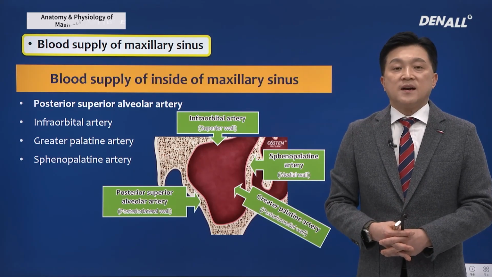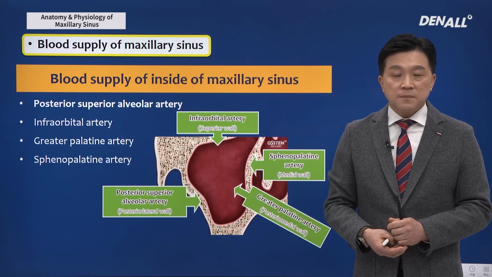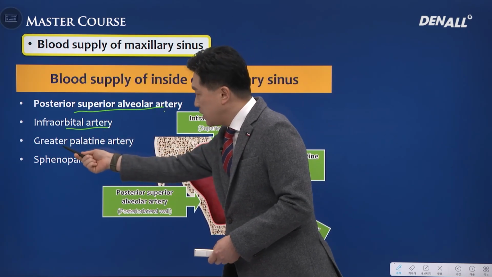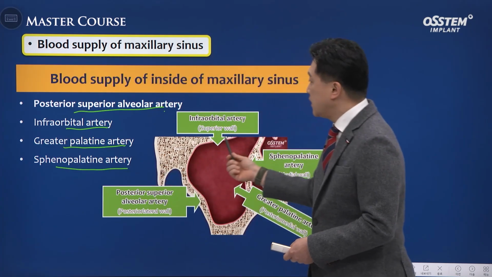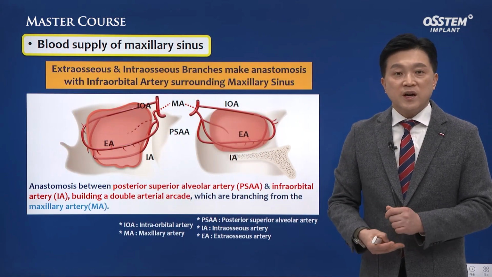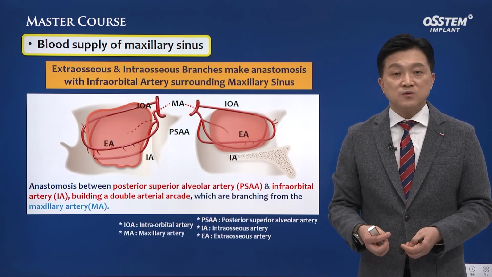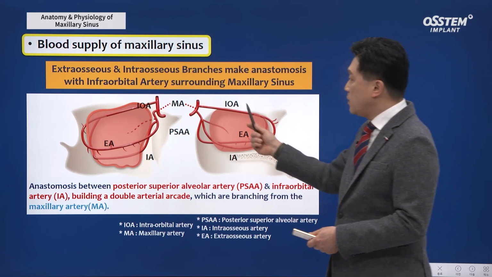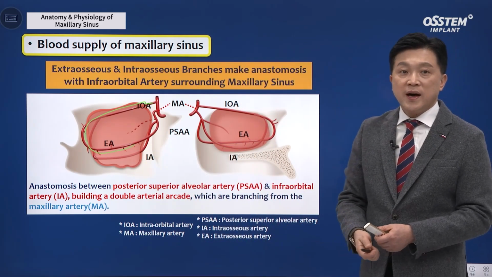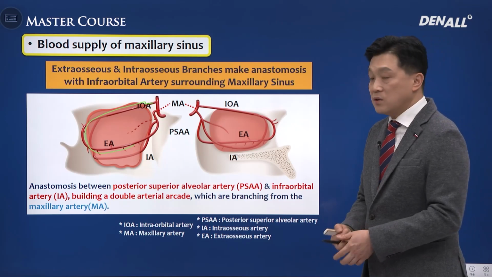We've talked about the anatomy of sinus. Next, let's look at the blood supply of sinus. The primary blood supply of maxillary sinus comes from posterior superior alveolar artery, followed by infraorbital artery, greater palatine artery, and sphenopalatine artery. These arteries are in charge of blood supply for sinus. I'm sure you've heard of it in other lectures, but what is very important in arterial blood supply to sinus is that there is anastomosis between posterior superior alveolar artery and infraorbital artery. There's extraosseous and intraosseous anastomosis around the sinus.